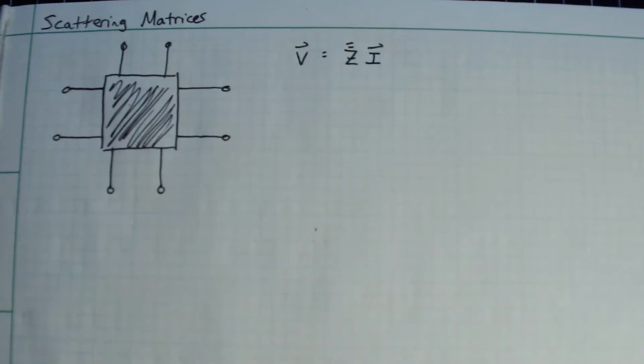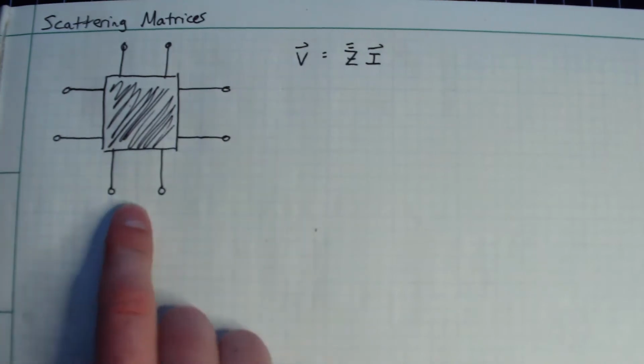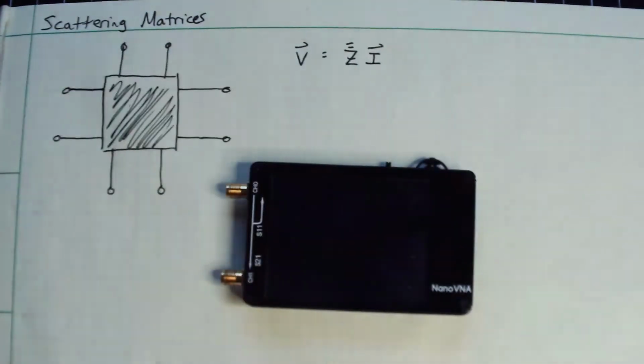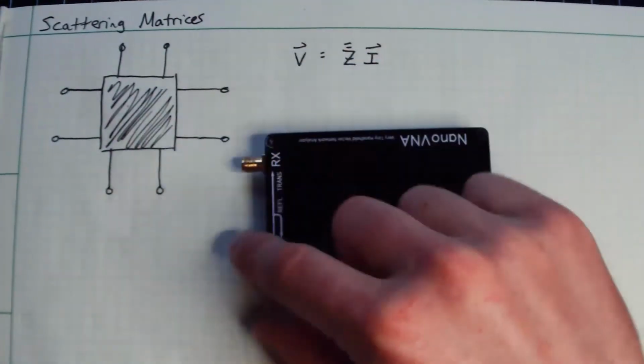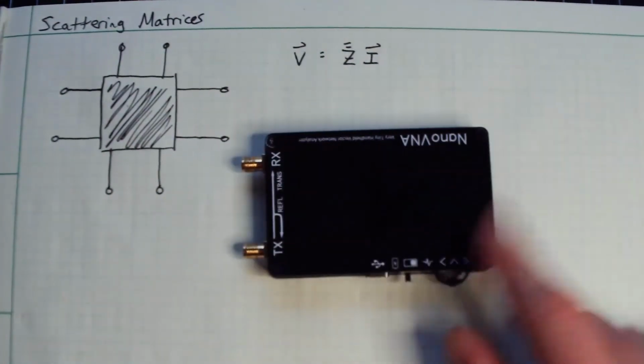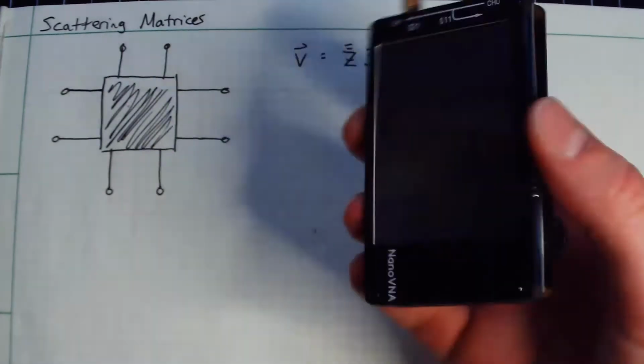Hey everyone, let's talk about scattering matrices. So remember, we've introduced this idea of an n-port microwave network. What does that mean? Well, take something like your nano VNA here. You notice it's essentially a black box with two ports on it, right? So you could describe this as a two-port microwave network.